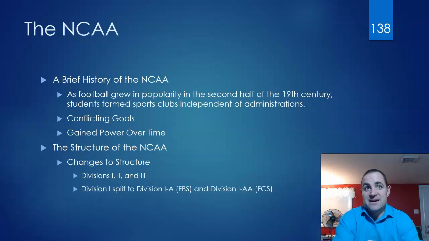Now, in 1978, under pressure from the largest Division I football powerhouses, Division I was split into two separate divisions. One was Division 1A, which was later renamed the FBS, the Football Bowl Subdivision, and the other was 1AA, which is known as the Football Championship Subdivision. The distinction is only for football, however. This 1A and 1AA split only occurs in football and not the other sports.